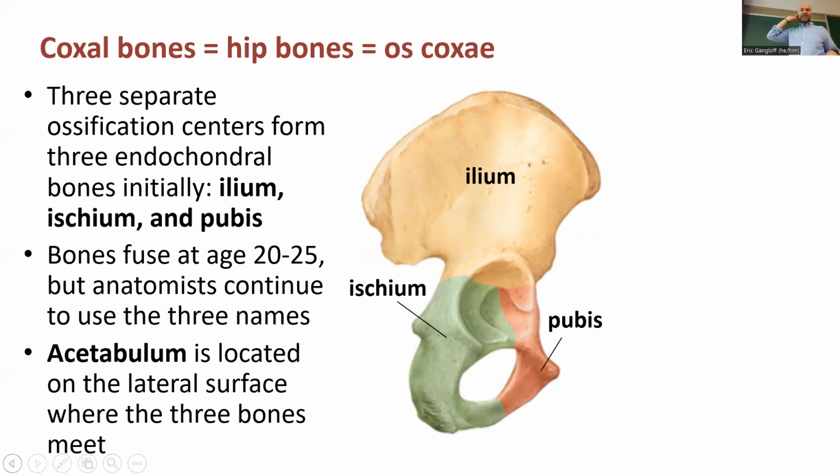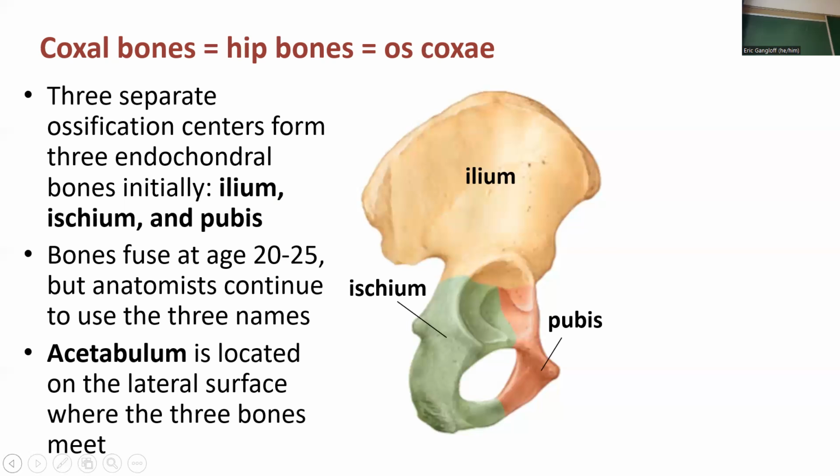What's cool about this bone is that it's actually formed from three bones. When you're born, these three bones are separate: a bone called the ilium, a bone called the ischium, and a bone called the pubis. Throughout your early life, these three bones fuse together to form one bone. They don't completely fuse until somewhere in your early 20s generally. And so the stability of this bone increases as you age into young adulthood.